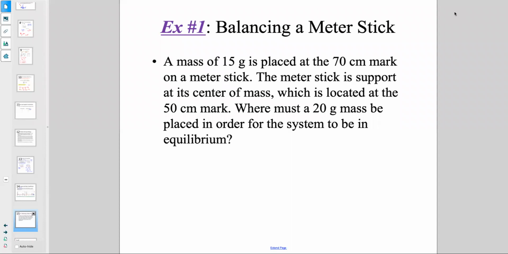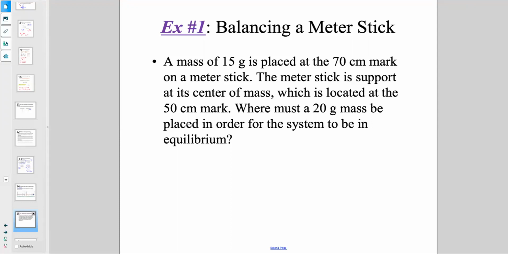A mass of 15 grams is placed at the 70 centimeter mark on a meter stick. The meter stick is supported at its center of mass, which is located at the 50 centimeter mark. Where must a 20-gram mass be placed in order for the system to be in equilibrium? Write down the things that you have. Pause the video right now, write down the things that you have and come back. Let's work on it together.